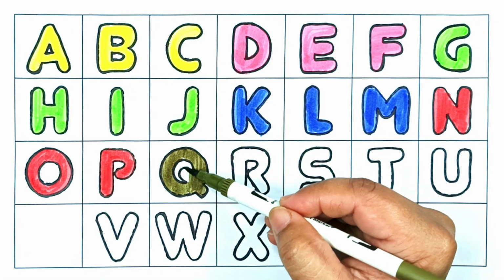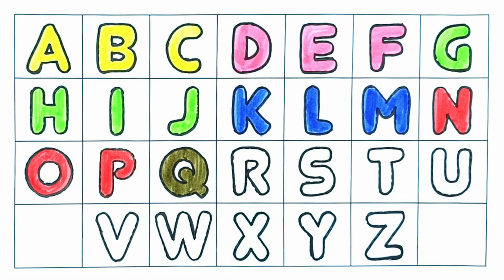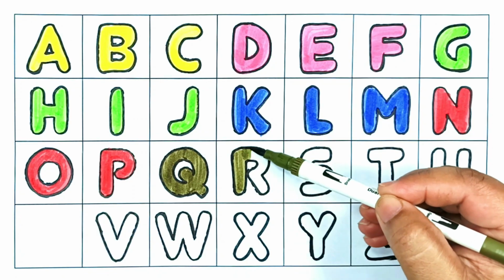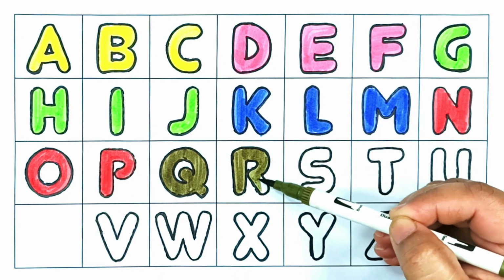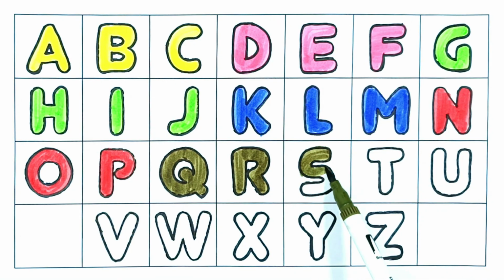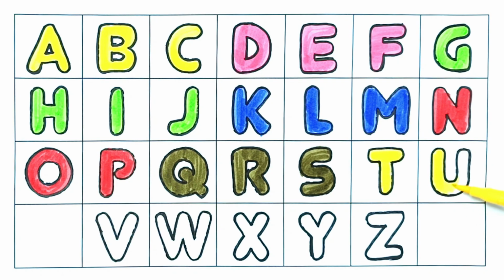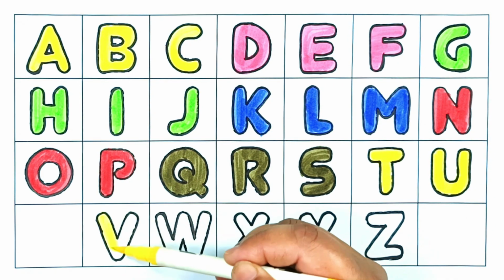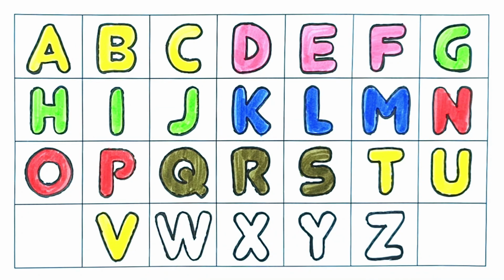Q for queen. R for ring. S for star. T for train. U for umbrella. V for van.